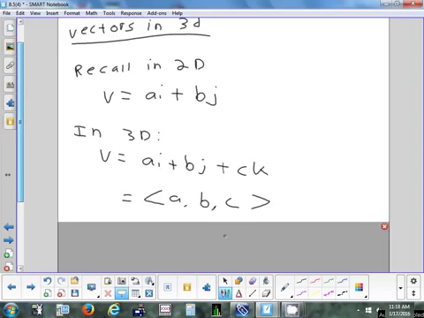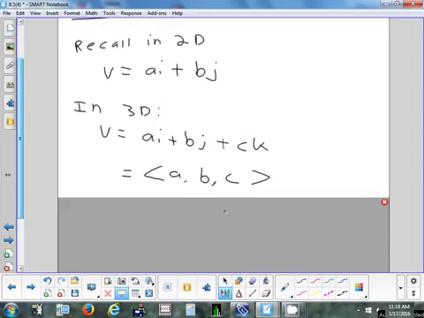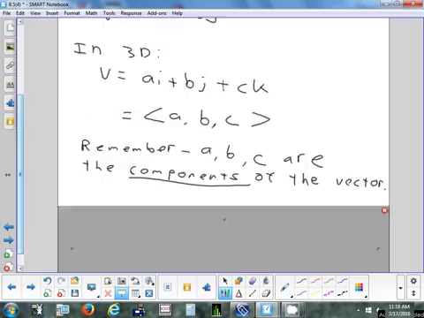If you're going to write it in the algebraic form, it would be ⟨a, b, c⟩. And remember, those are called the components. A would be the x-axis component, B the y-axis, C the z-axis.